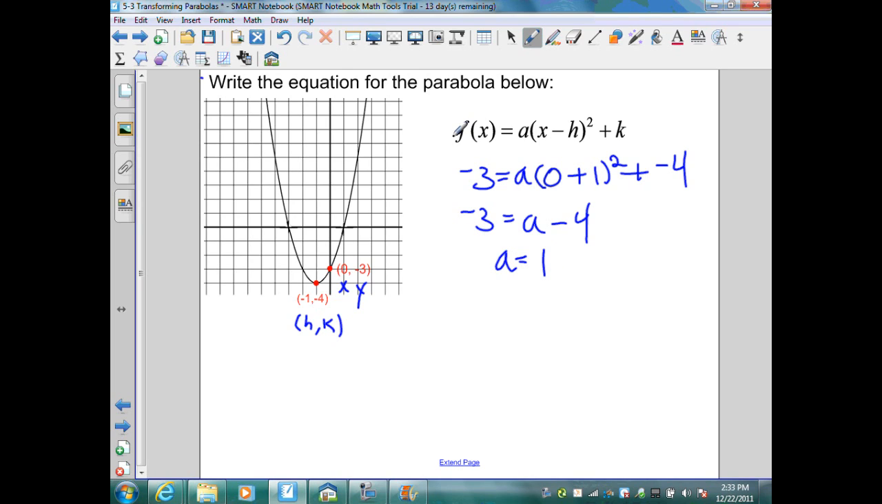Now I use my general formula. I have f of x equal to a. In place of a, I put 1. X, h is a negative 1, so that's going to be plus 1. K is a negative 4, so that's just going to be minus 4. So the function that represents this graph is f of x equals x plus 1 squared minus 4.